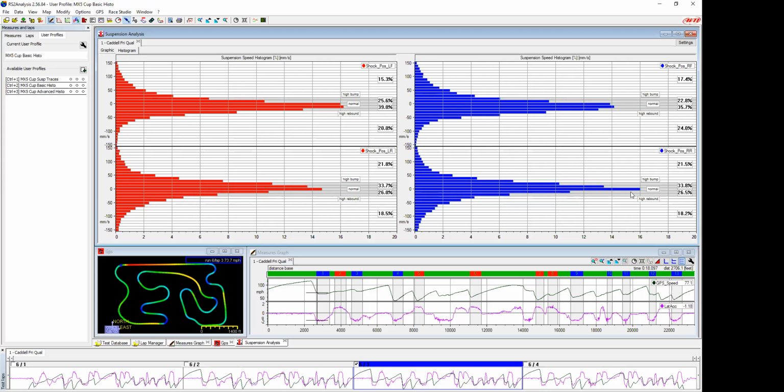Right here in the middle is the super low speed stuff. You'll notice that there's a grayed out area in all of these histograms. What that gray area is, and this is going to vary on different shock manufacturers, is something you look at on your shocks and you can set this. I'm going to bring up the settings in a minute.